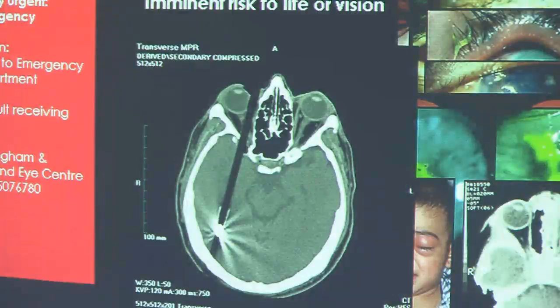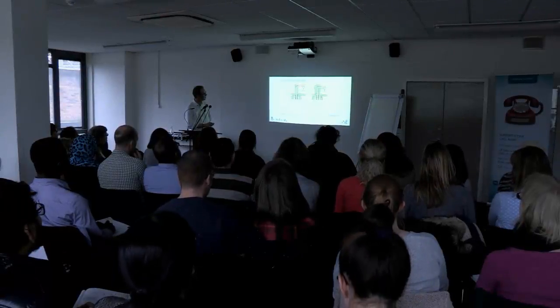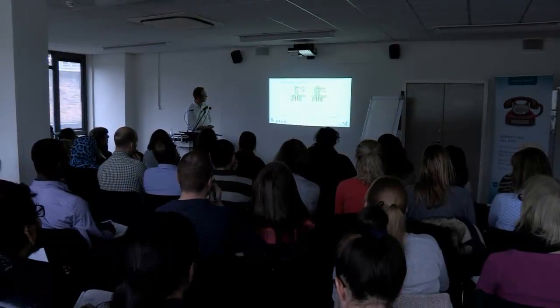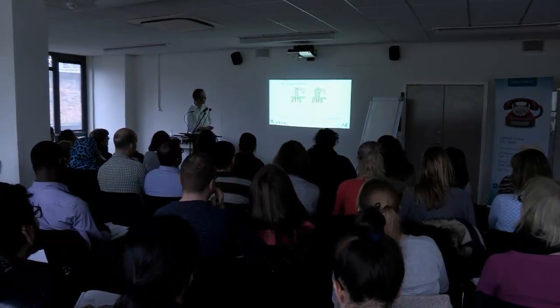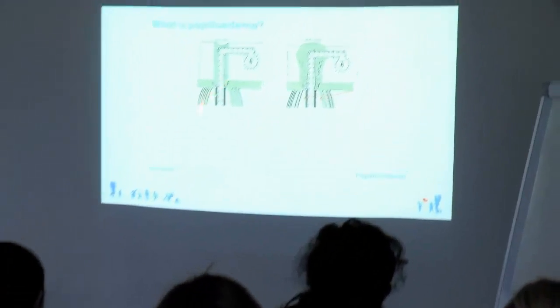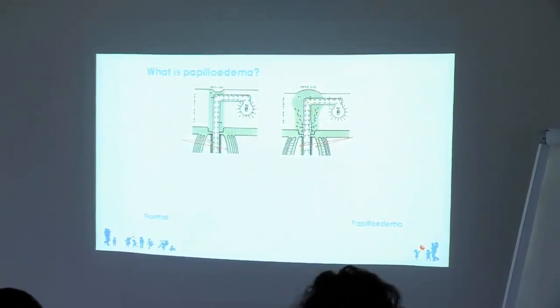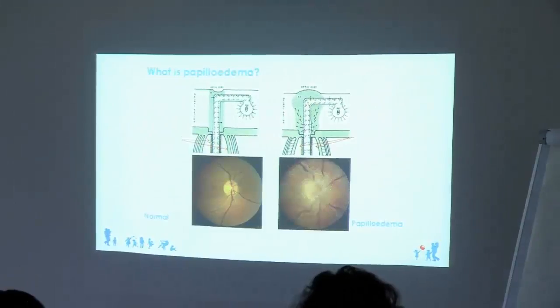Papilledema. So, what's papilledema? This is a retinal cell that sends its axon down the optic nerve, and this space around it is the CSF, the fluid around the brain. And if the pressure goes up here, it pinches the nerve and it becomes swollen. So that's what we're looking for. That's what papilledema is. So a normal nerve and a swollen nerve.